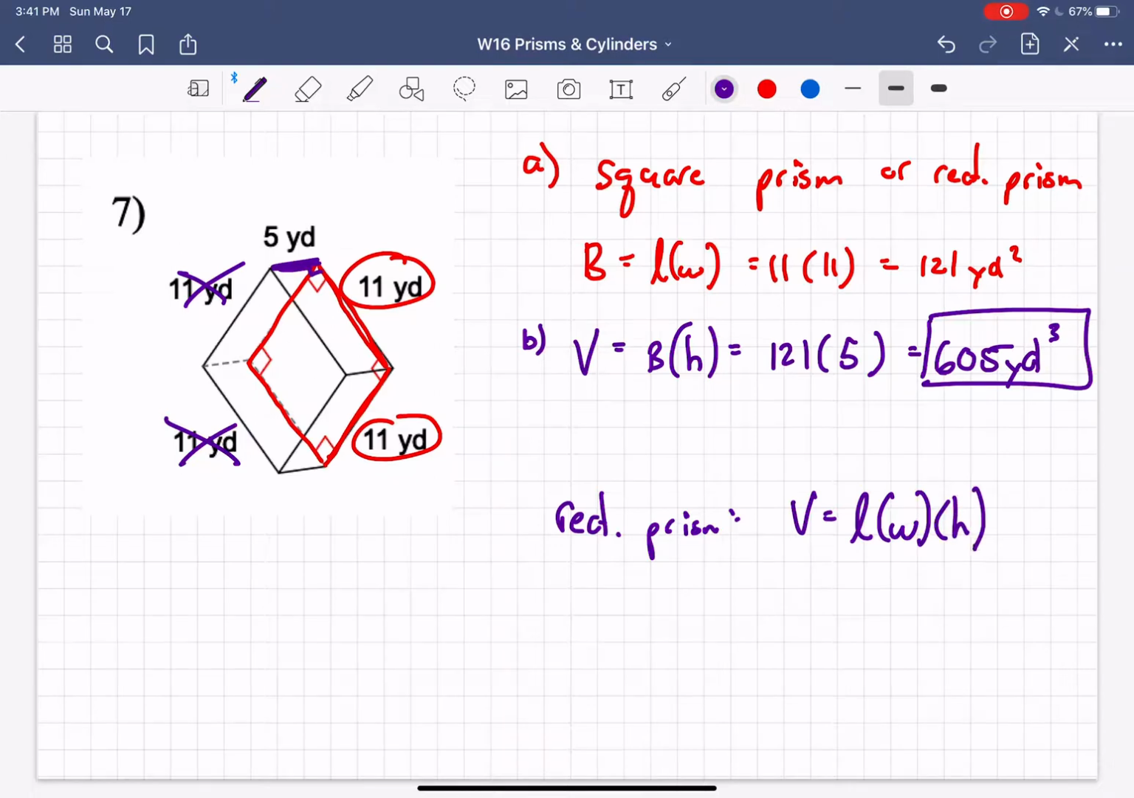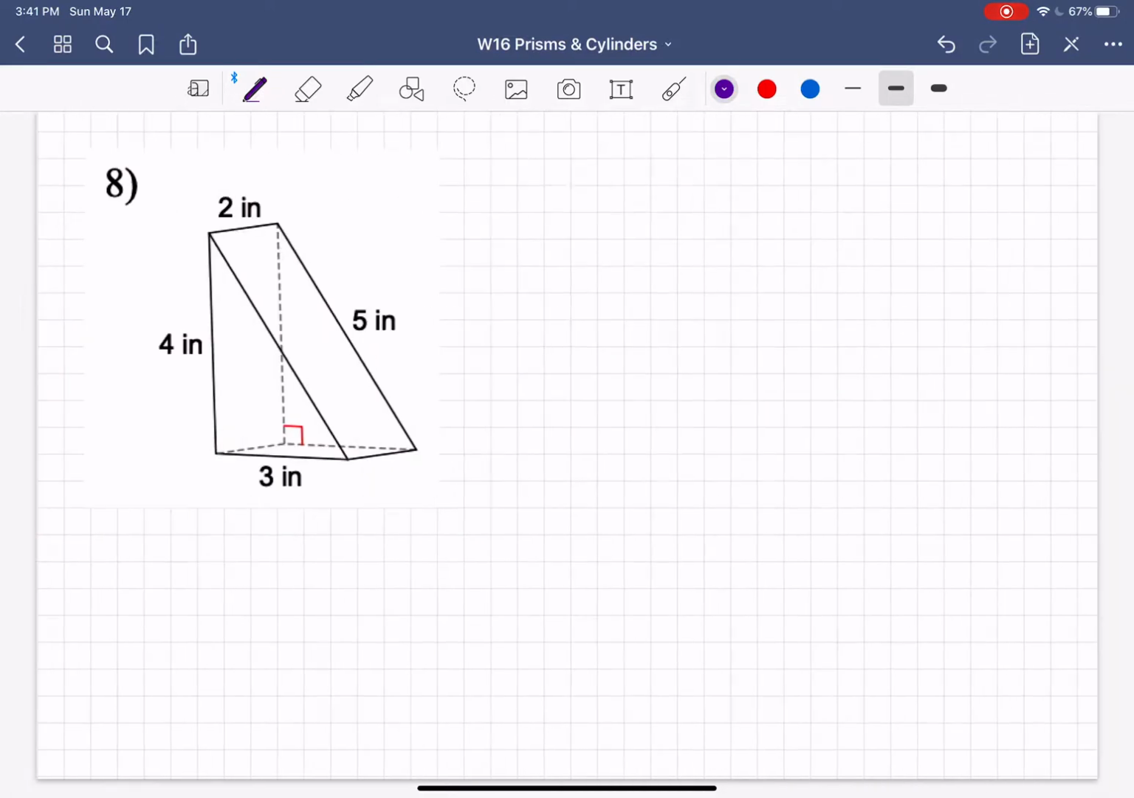You might have already talked about that, but notice again, length and width is already the base, so we can just do base times height. And what's best about that equation is we can use it for all of our prisms and cylinders. It's not a formula that's only for rectangular prisms. So let's actually look at that.